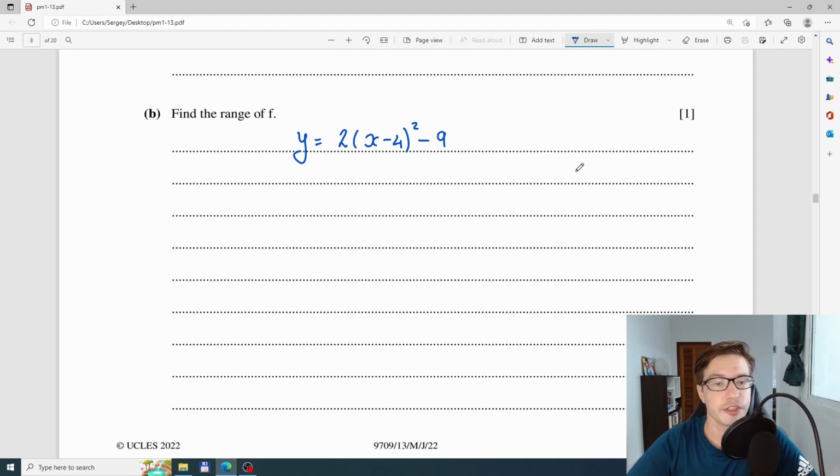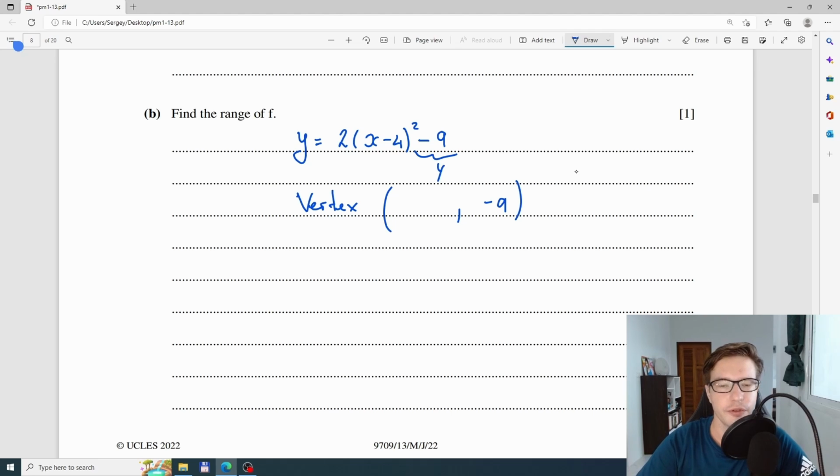Right, the next question is about the range of the function. And as always, I think the best way is to draw the sketch of that function. So it's a quadratic function, and we can clearly see the coordinates of the vertex. That number outside of the bracket is the y coordinate. And to find the x coordinate of the vertex, all we have to do is to make the squared bracket equal to 0. So that gives us x equals 4. So the vertex is (4, minus 9). Let's draw a very rough sketch. (4, minus 9) is somewhere here.